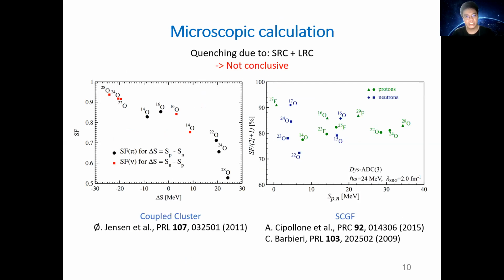For the microscopic structure calculations, the result is not very conclusive in my opinion. They did find that the quenching is due to short-range correlations and also long-range correlations, from several types of studies. These are the ab initio calculations, coupled cluster and SCGF, the self-consistent Green's functions. Andrea Idini talked about this several weeks ago and mentioned several ingredients. What they found is some trends of the quenching, but it's not very clear.